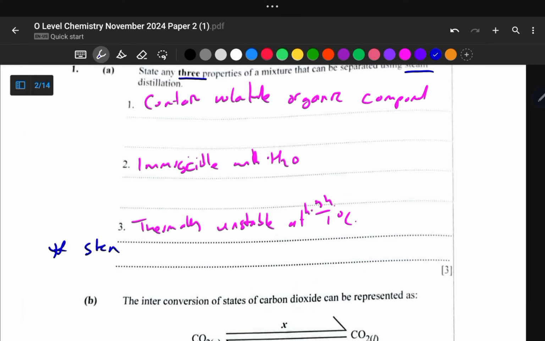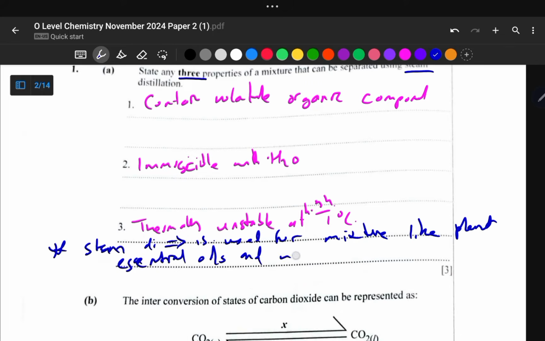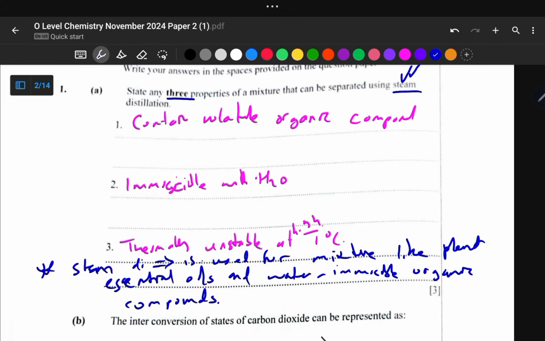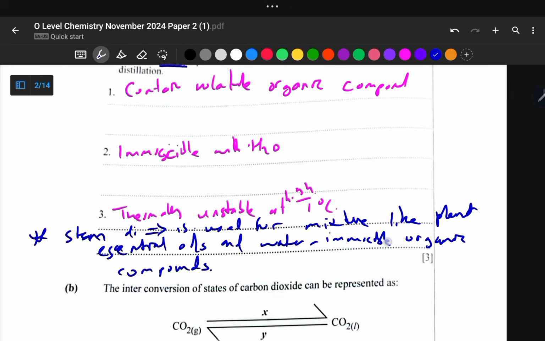That steam distillation is used for mixtures like plants, essential oils, and water immiscible organic compounds, right? So these are the general properties for steam distillation, right? And then we move on to the next part.